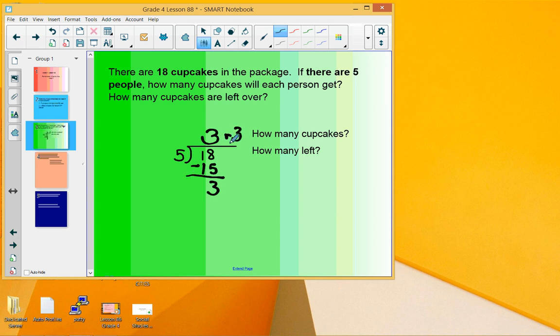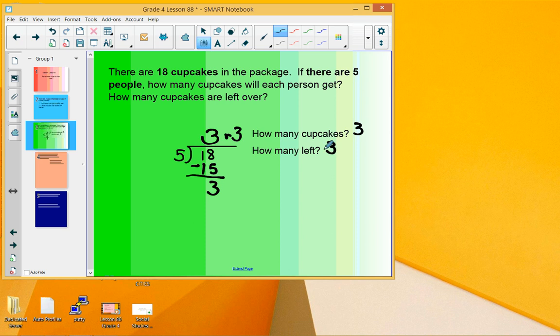Now remember, it doesn't matter if these two are the same. We know that this number has to be less than the divisor, the guy knocking at the door. Remainder less than divisor. Alright. So how many cupcakes will each person get? 3. With how many left?